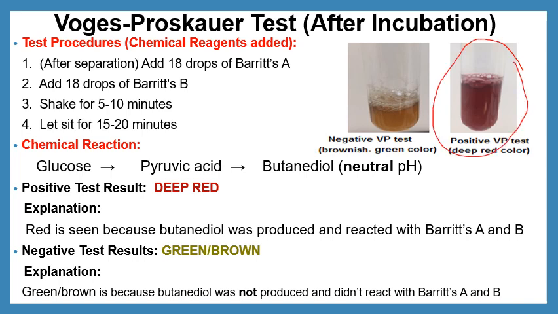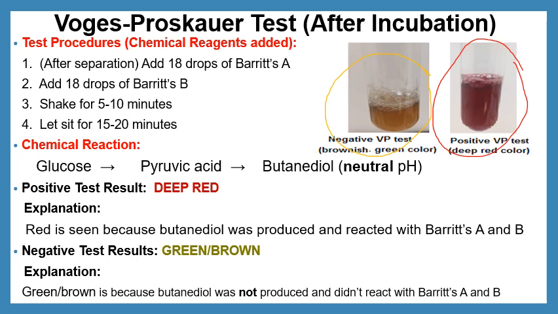And again, the longer it sits, the darker the color is going to be. That shaking is also very important. So this one takes about 30 minutes after we've added the reagents. A negative test turns kind of a green-brown color, seen here, and glucose is broken into pyruvic acid, but we do not produce butanediol or neutral pH.